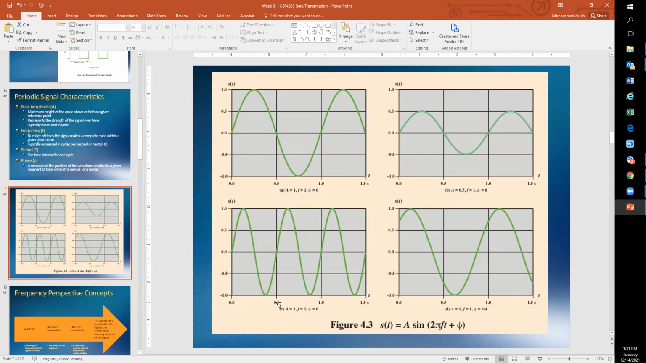What about the period for this one? The period is 1 over frequency, so it is 1 over 2, which is half, or 0.5 second. The phase here is 0 because the signal is starting from 0. Also 0 here. Here, there is some shift. That's why we have a phase shift or angle. For this one, the phase shift is pi over 4 because we are not starting from 0.